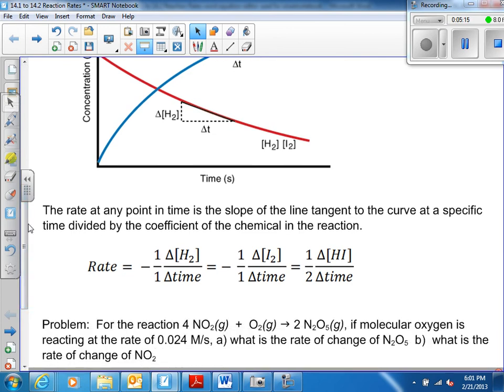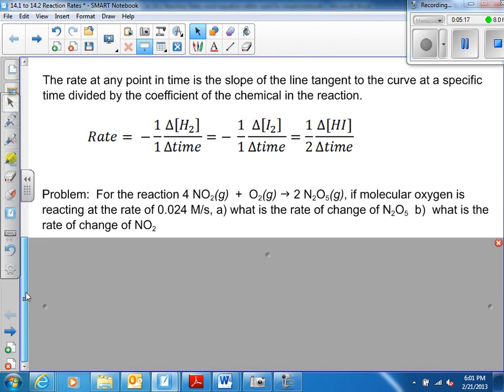All right, so let's do a problem. You are given how fast molecular oxygen is reacting. So here's our reaction right here, and you're told how fast the oxygen is reacting. So our rate of reaction would be the change in oxygen over the change in time. It's actually the negative of the change in oxygen over the change in time because this is a positive number.